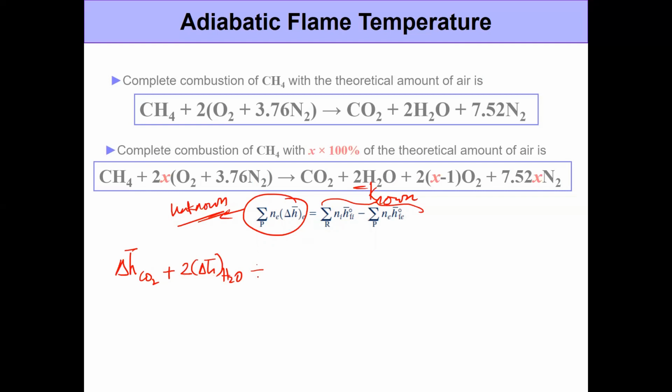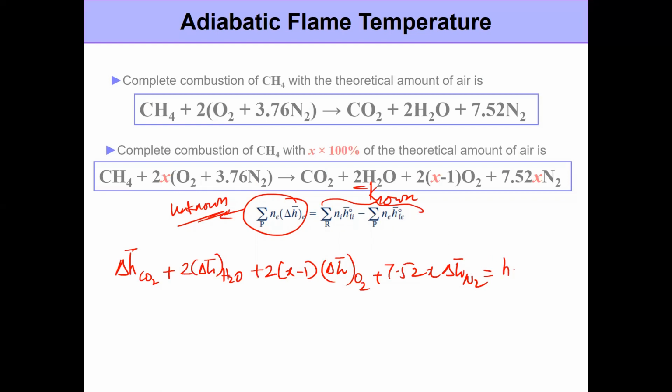Plus 2 times (x minus 1) delta H O2 plus 7.52x delta H N2. So these are all the products, right? And depending on the quantity of x, we may have some amount of oxygen or we may not have any oxygen. Now this is going to be equal to the right hand side, which is enthalpy of formation of reactants minus enthalpy of formation of products.